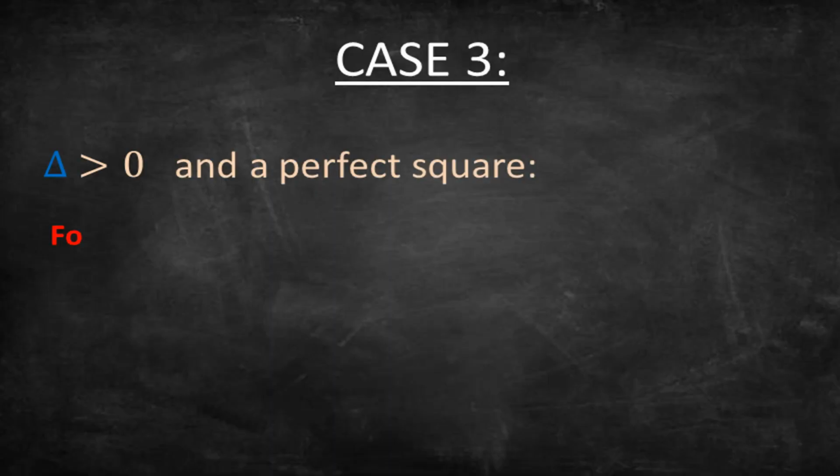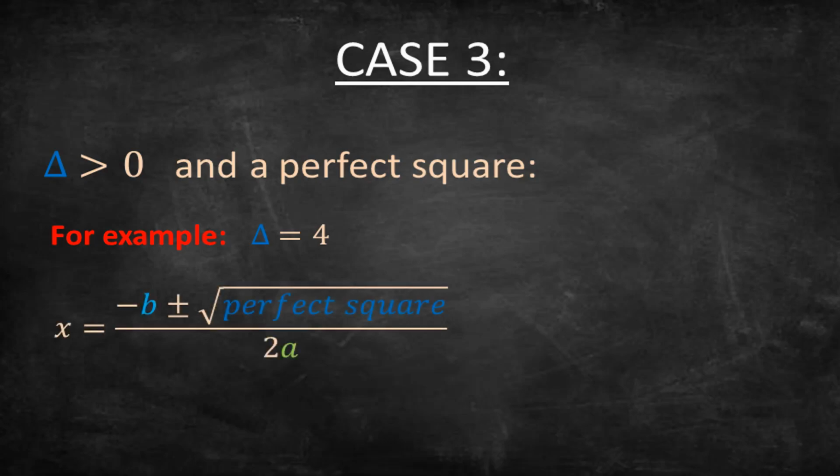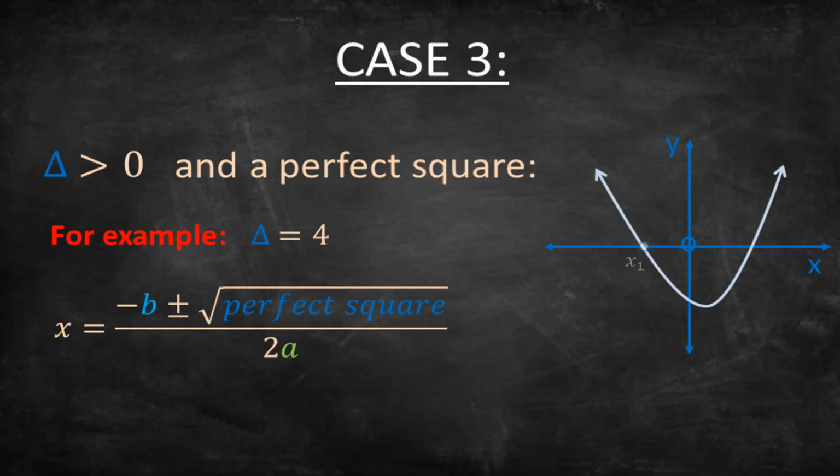The third case is when delta is greater than 0 and a perfect square. For example, when delta is equal to 4, which is both a number greater than 0 as well as a perfect square. In this case, we'll have a perfect square under the square root in the quadratic formula. When we draw a graph of this quadratic equation, it will intersect the x-axis at 2 points. Here the roots are real, unequal, and rational.